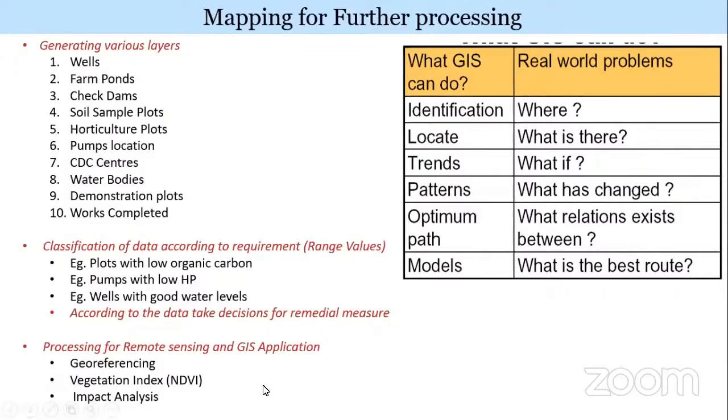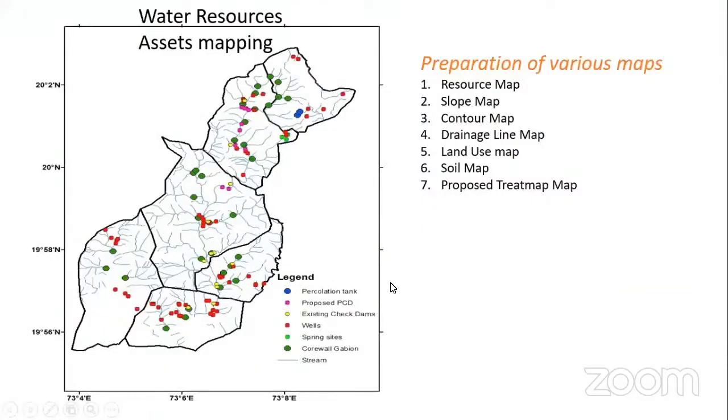And for processing of remote sensing and GIS applications, georeferencing is one of the applications we can use. Then we calculate vegetation index also. So it is NDVI we calculate, and impact analysis also is done by using remote sensing and GIS applications. So these are various maps. As you can see here, this is a map of asset mapping. There are various maps that can be generated by using GIS: a resource map, slope map, contour map, drainage line maps, land use maps, soil maps, and area treatment maps. All these maps can be generated by using GIS technology.